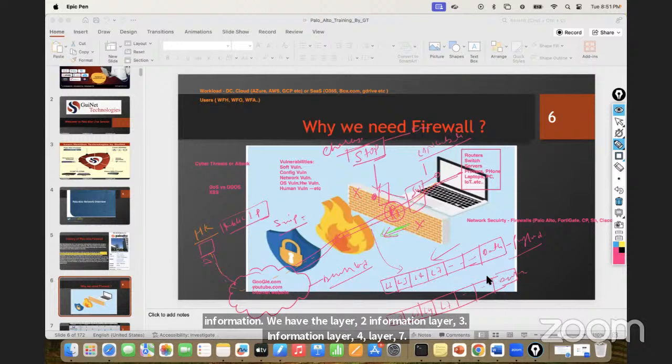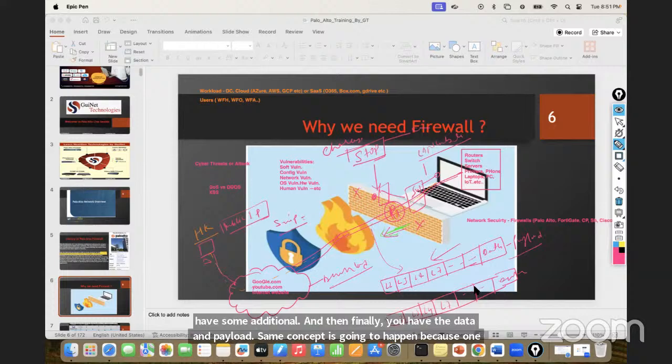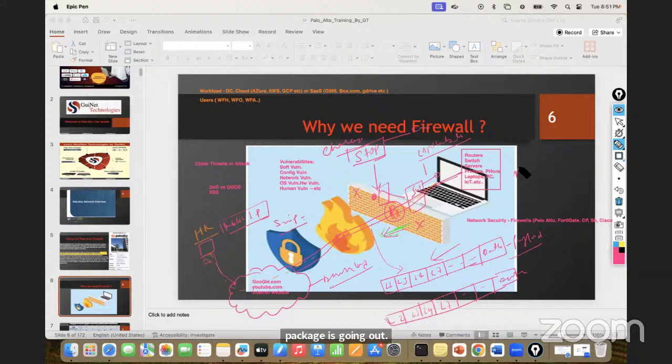Same concept is going to happen, because one packet is going out, and in response to that particular packet we send the request. And after sending the request, you'll get the reply as well. So the reply also has similar kind of information. Everything is going to be similar to the particular packet.